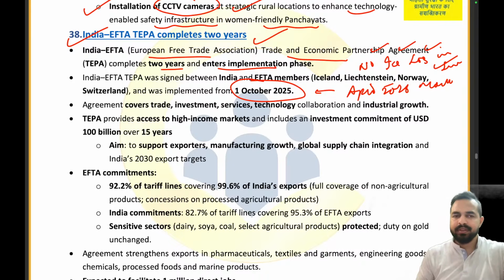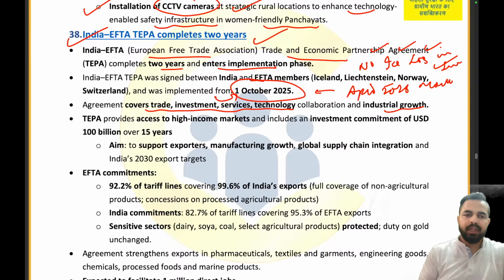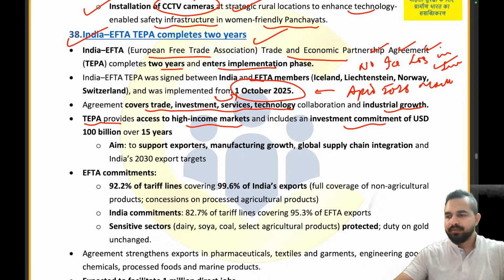Yes, my dear friends. So basically this is implemented from 1st of October 2025 and we have completed its implementation phase of 2 years. The agreement covers trade, investment, services, technology, collaboration and industrial growth. The TEPA provides access to the high income markets and includes an investment commitment of USD $100 billion.